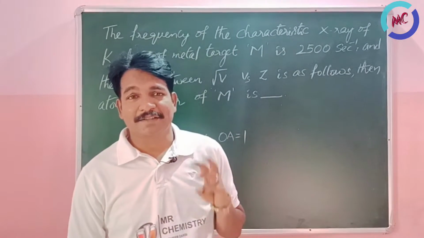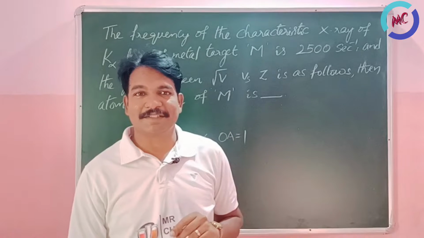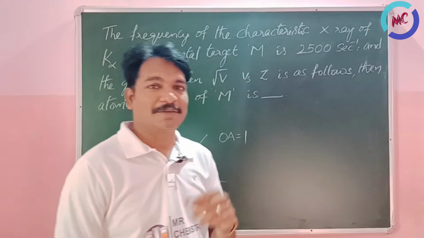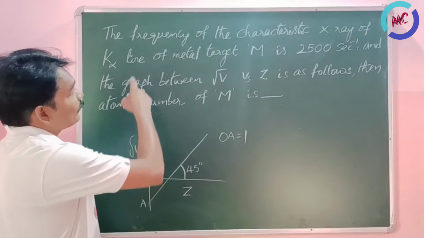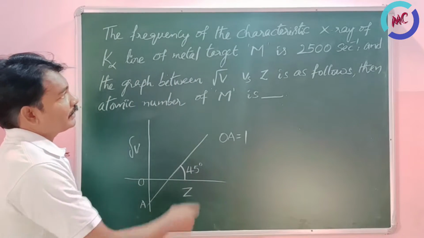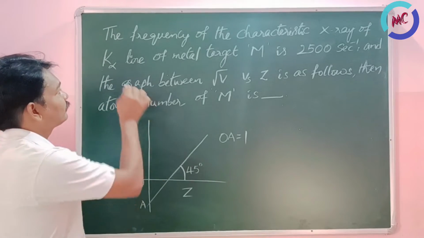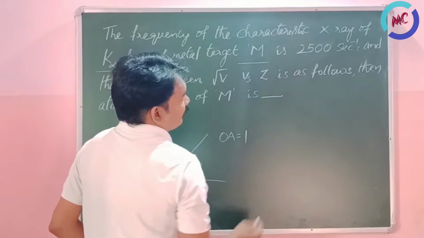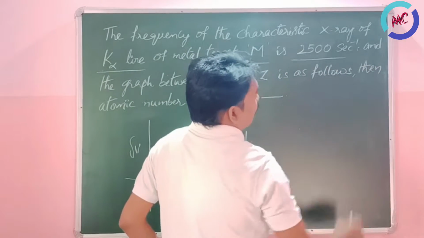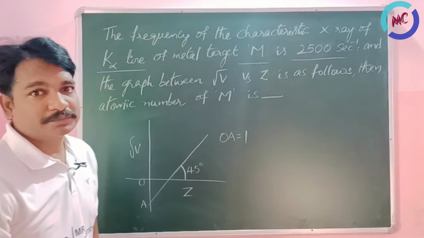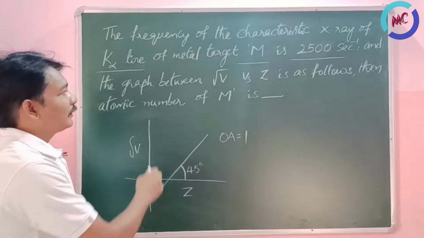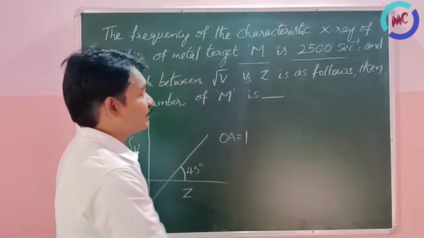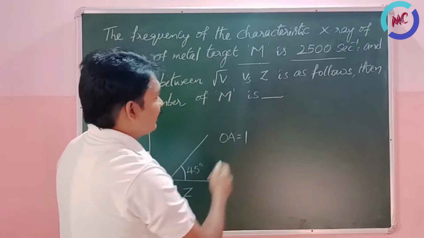Now we plotted three different graphs for Moseley's equation, and here there is a calculation on one of the graphs. See here, the frequency of the characteristic X-ray of the K alpha line of metal target M is 2500 per second, meaning they gave the frequency, and the graph between nu, in the sense frequency, and atomic number Z is as follows.